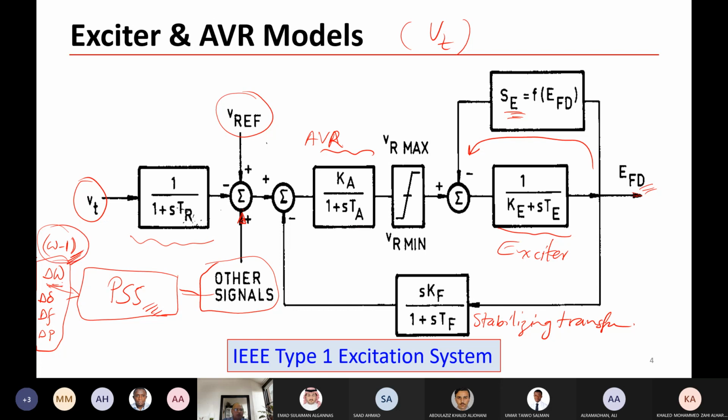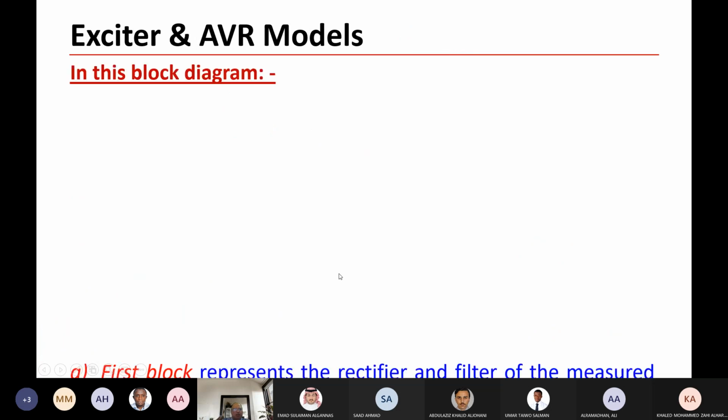In order to increase the damping for this delta omega, if you have any deviation and you have such a stabilizer, you can greatly improve the damping of these oscillations and any variable of those. So this is the excitation system, and this is what we meant by other signals. This comes from a controller here. So let us see each block in detail.